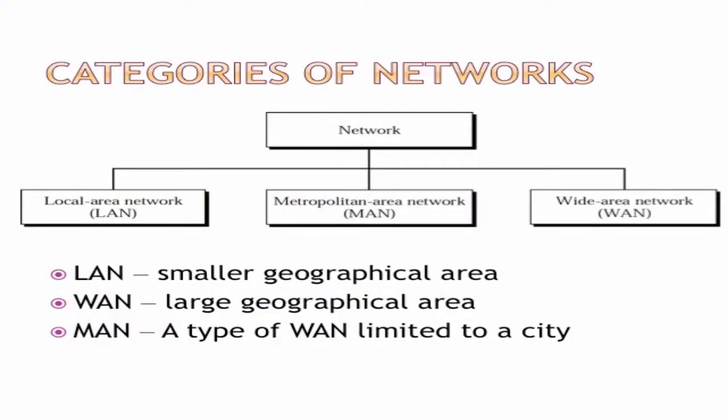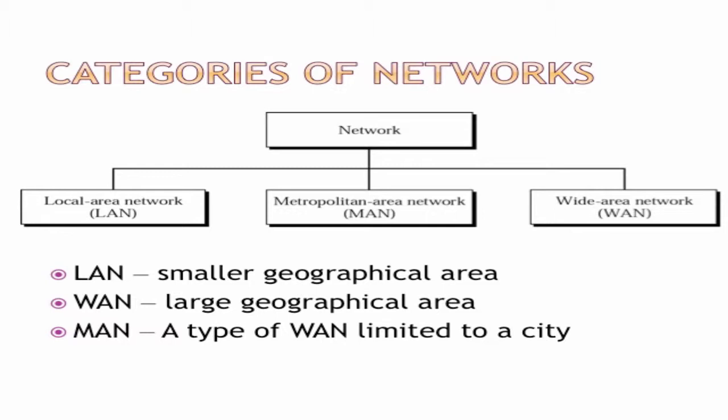Now that is our topology. And I already told you, topology means how the network looks like, the physical existence of a network. That is topology. Now we will go for category of networks. How many types of networks are there, and how will we categorize these networks?